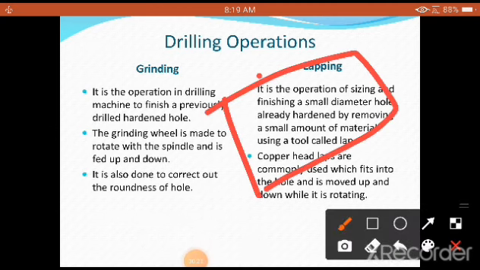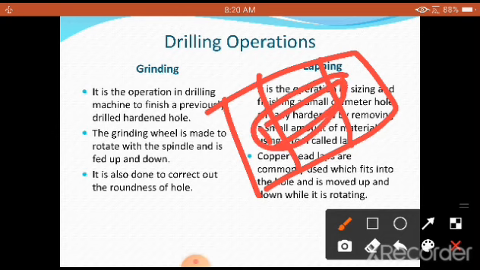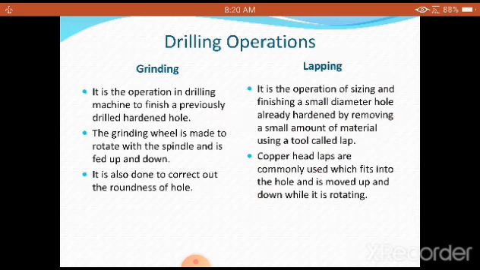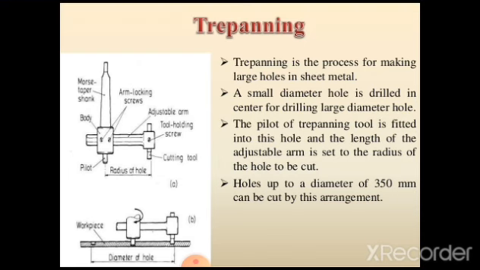If you take a hole like this, the tool used is called a lap. This is a cylindrical tool which is made to move up and down and, at the same time, is rotated at a slow speed so that it is possible to produce a fine finish and the roundness of the hole is achieved.